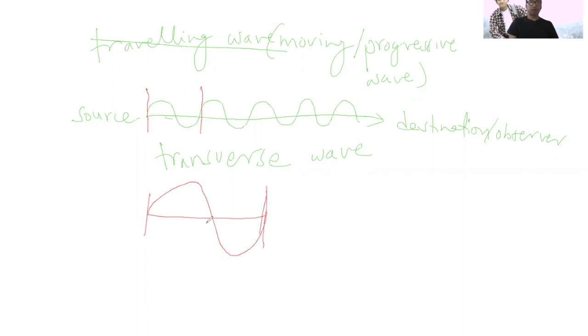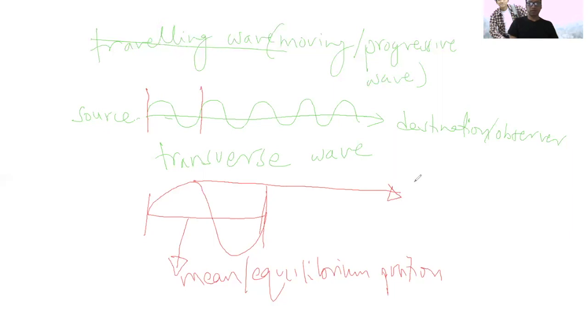Now, let me define these terms. This is the mean position. I already told you this is the mean position or equilibrium position. Vibration of the particles is above the mean position as well as below the mean position. The maximum displacement that takes place above the equilibrium or above the mean position is known as the crest. So this one is the crest. And the maximum displacement that is taking place below the mean position is known as the trough. So this one is the trough part of the wave.